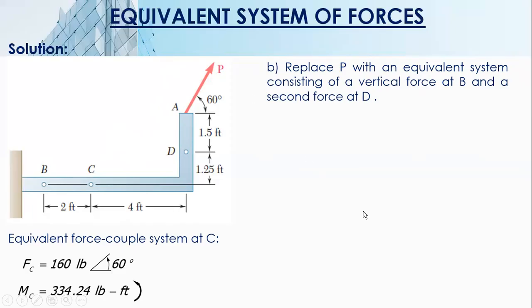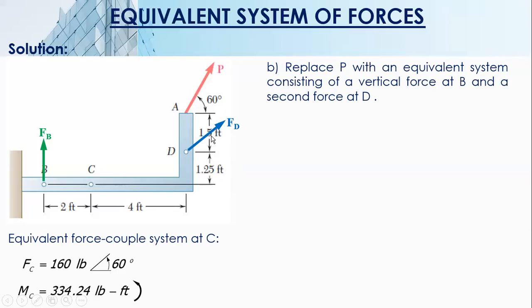Okay? Sige. So the vertical force at B, let's assume upward. Let's assume the positive direction is upward. And then the second force at D, it wasn't specified whether upward or downward, unlike at B which is vertical. The second force at D is inclined, so we will just assume the first quadrant. Anyway, if it turns out negative, we will just change it in the final answer.